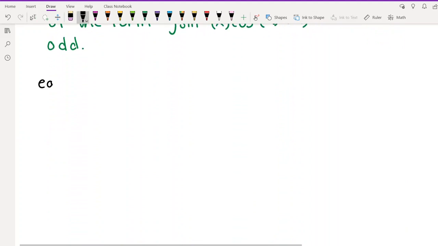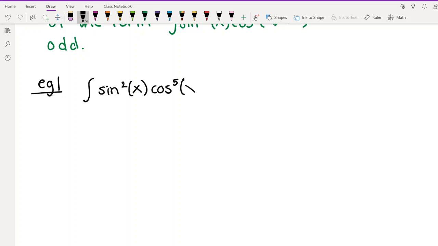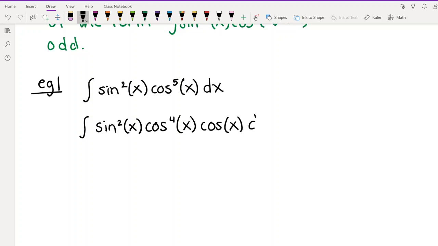So, another example where this would work. Let's take something very similar to what we just did, but now let's make it the integral of sine squared of x times cosine to the 5th of x dx. So we're going to do the exact same thing. We're going to start by pulling out one copy of cosine. So I'm going to rewrite this as cosine to the 4th of x times cosine of x dx.